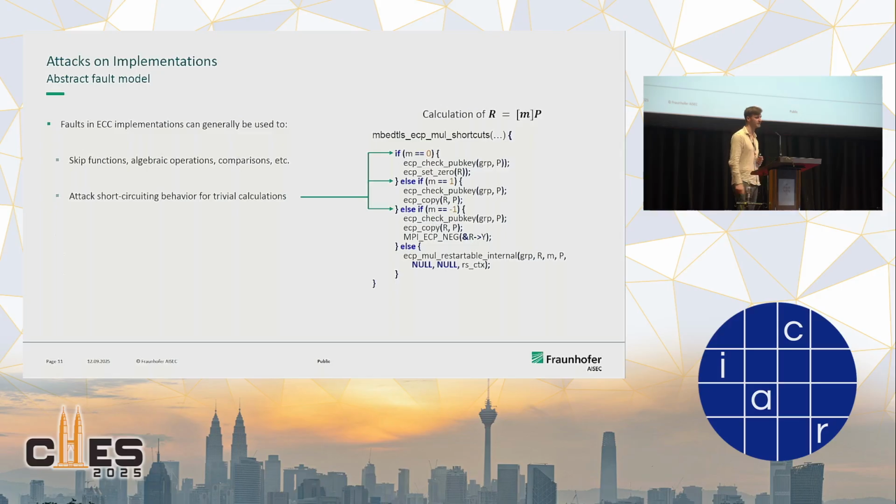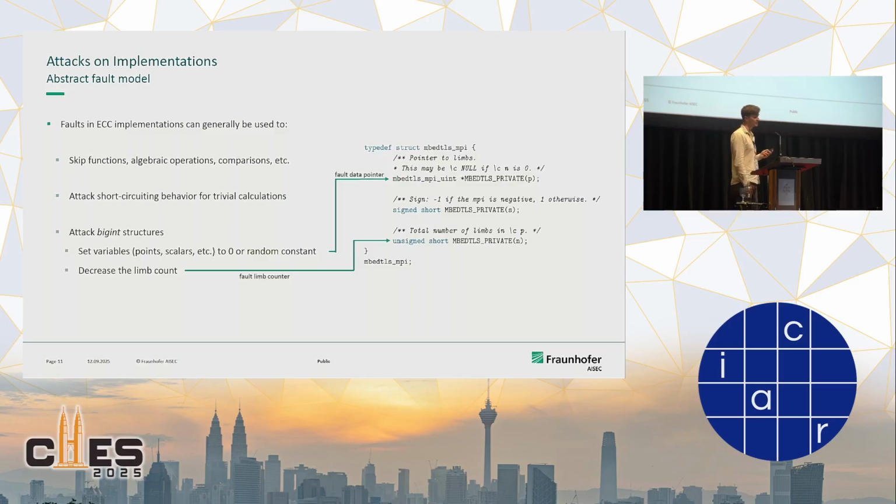Something we also noticed is that these implementations often implement some kind of short-circuiting behavior. An example of this is on the right here again. We've got our scalar multiplication m times P, and this function starts off by checking if m is some trivial value like 0 or 1, and if that's the case, we just immediately return some constant value and skip that computation part. This is also something an attacker could target, to skip this multiplication and return the neutral element of the curve or one of the input points.